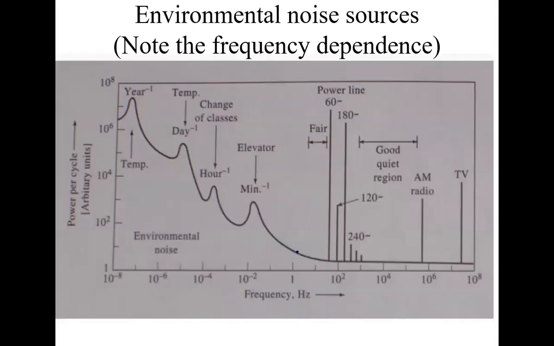So look at this diagram here. I hope it's clear. Notice the environmental noise sources and their frequency dependence, like we discussed for flicker noise. Notice the x-axis label. This is frequency in hertz, or cycles per second, and you have 1 here.